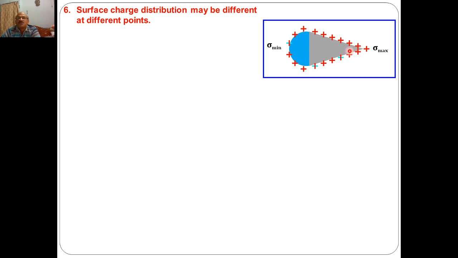And on the basis of this, two years before there was in the syllabus the Van de Graaff generator and corona discharge: a sharp point has more surface charge density due to less surface area.